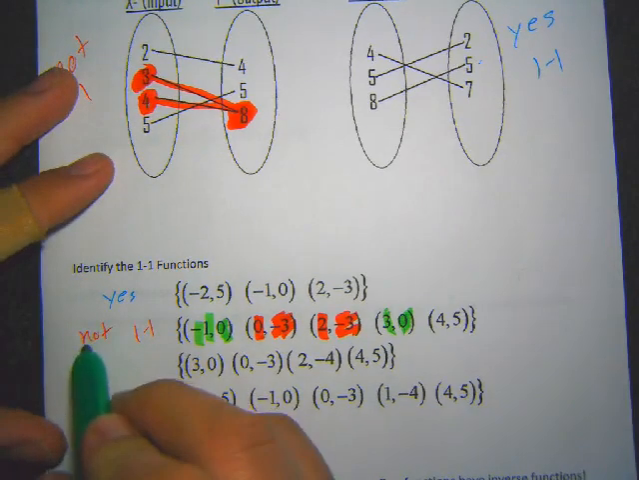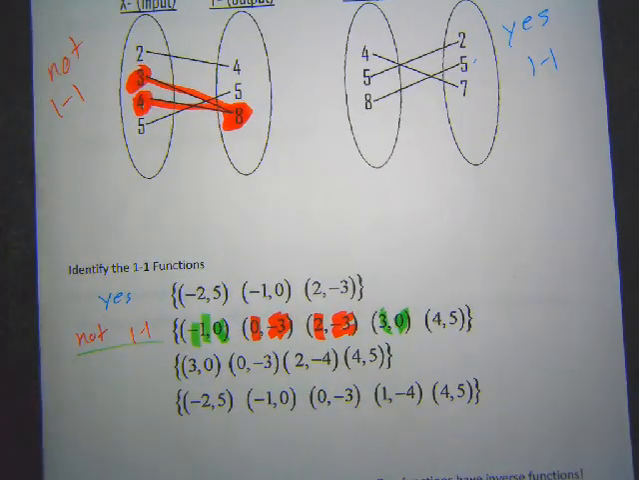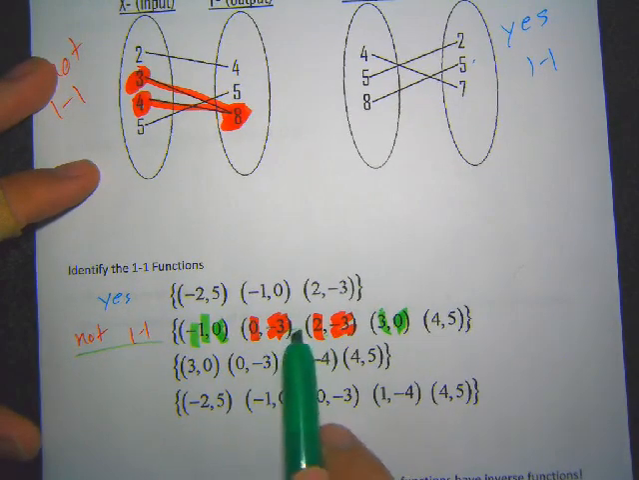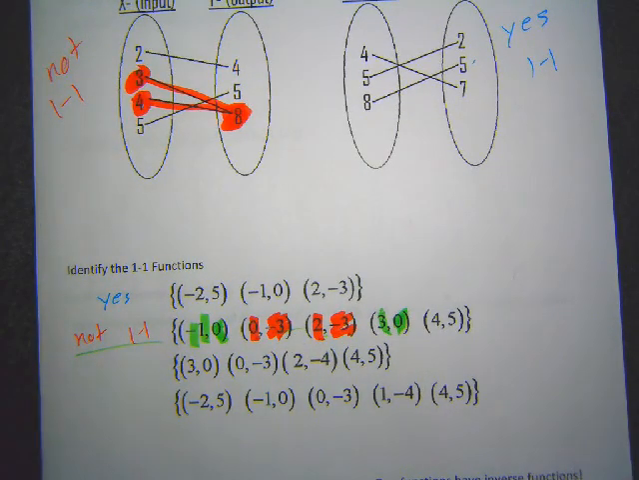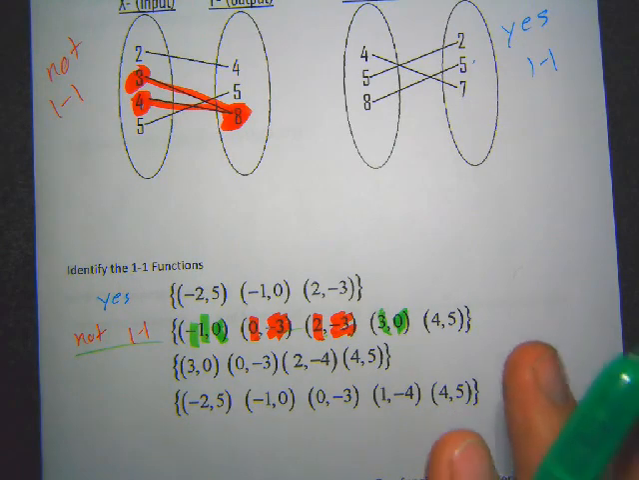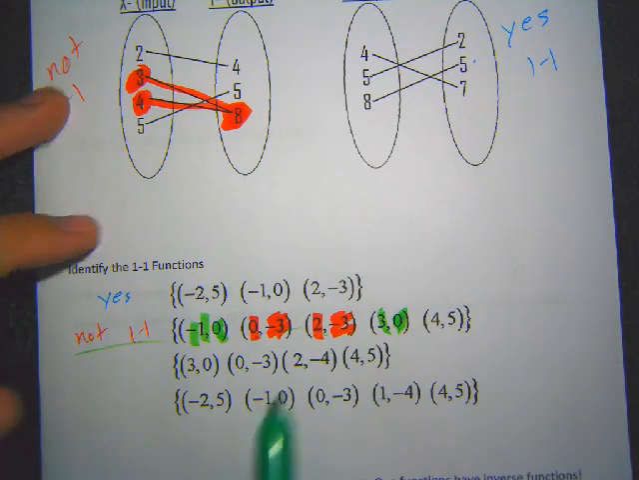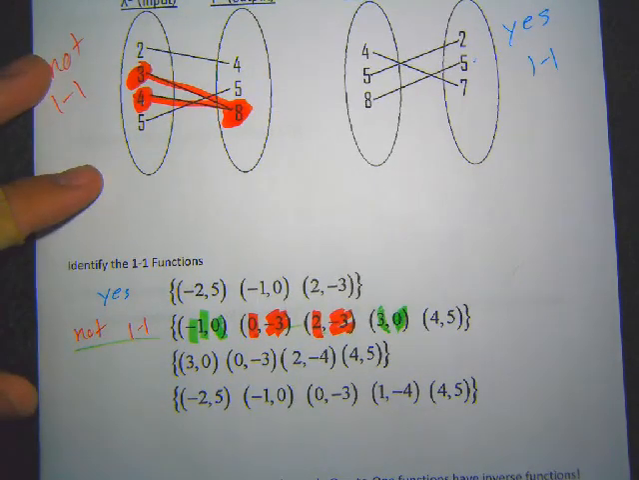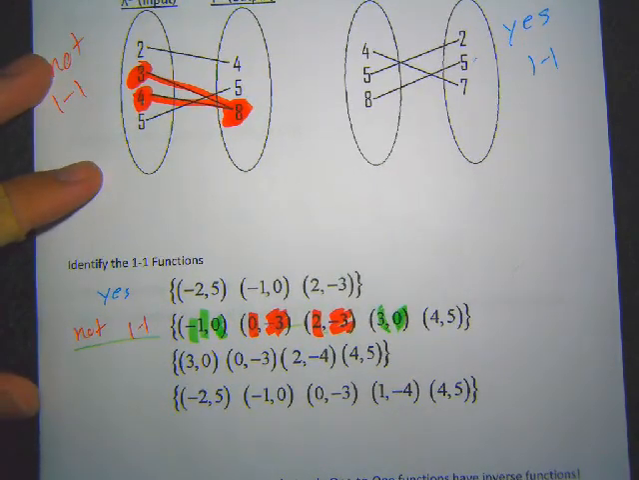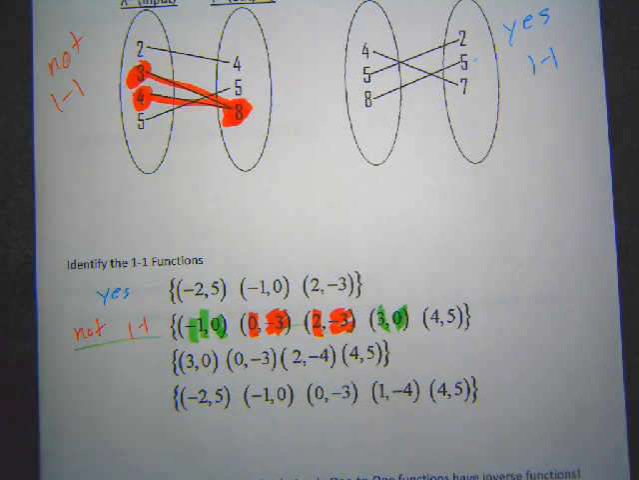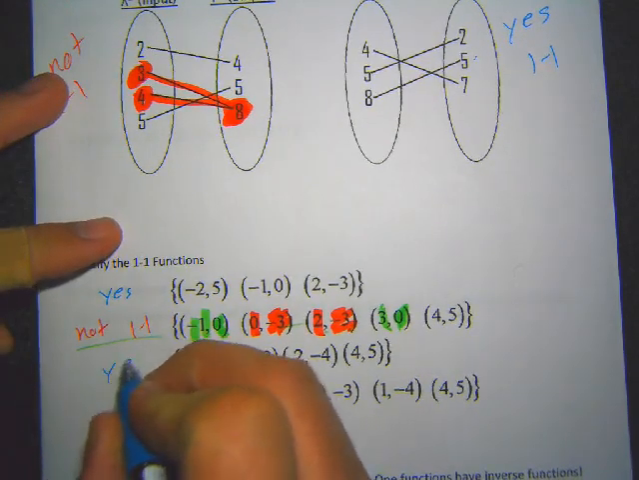It doesn't matter how many times it fails. If you can find just one pair of different numbers that give you the same output, that's not a one-to-one function. Every different input has to give a different output. Next one here: 0, -3, -4, and 5. Those are all different numbers. So all these different inputs, 3, 0, 2, and 4, give you different outputs. So yes, this one is one-to-one.